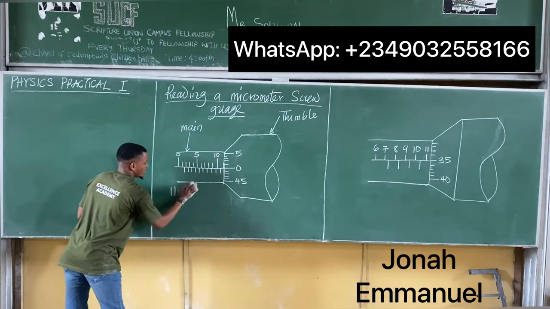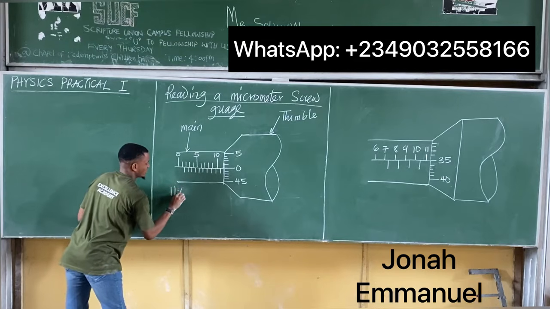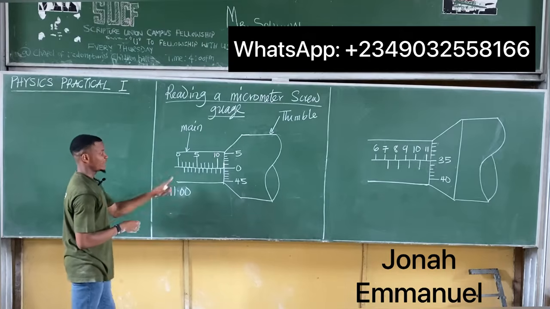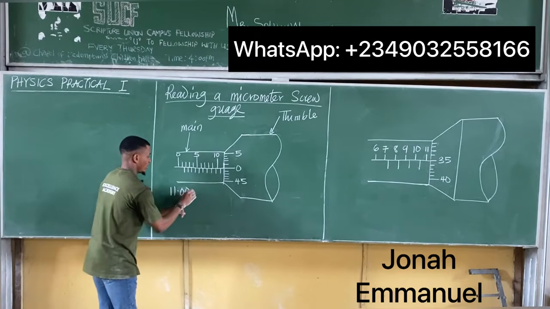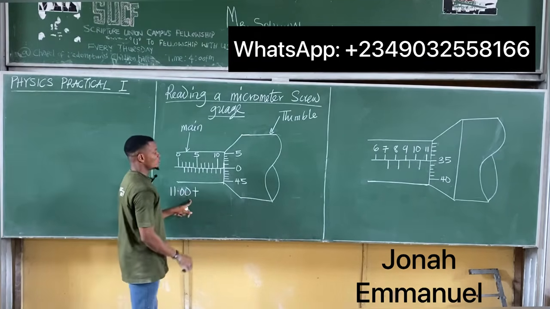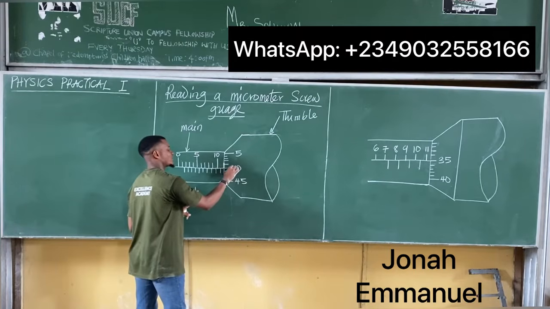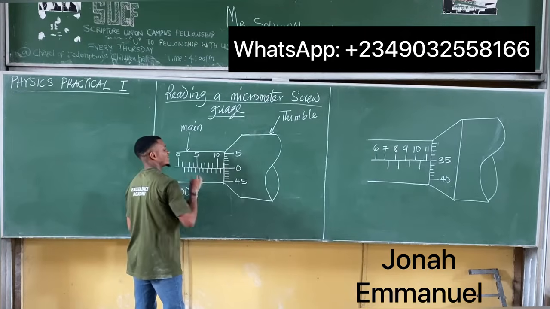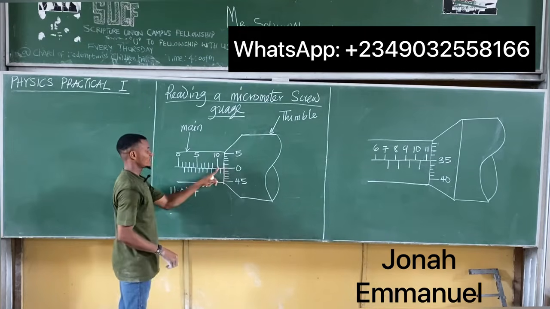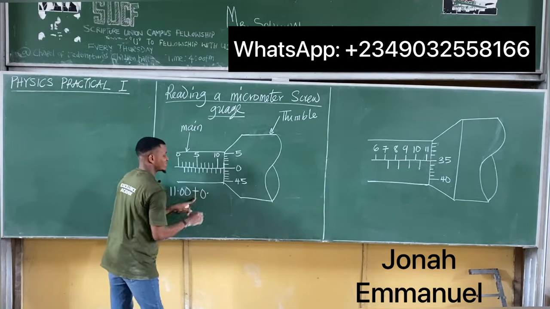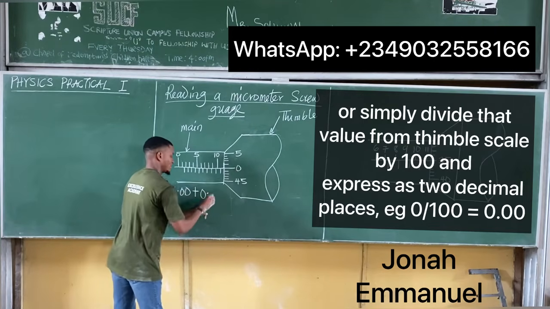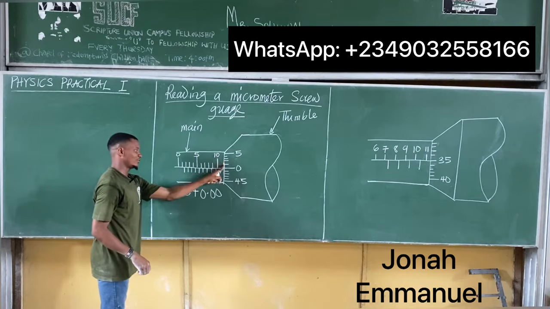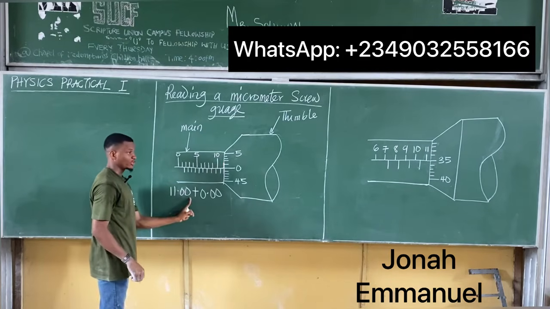11.0, sorry. It becomes 11.00. So express this in 2 decimal places. Plus, next up, look at where this one coincides with this line. This is what here? So it becomes 0 point, this value here, 0.00. Please, this is 11.00 in 2 decimal places.